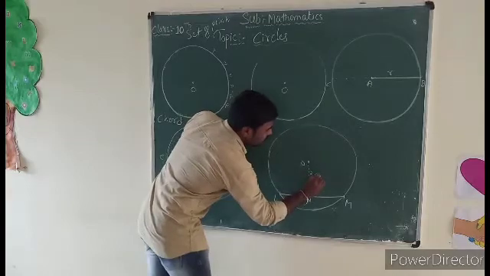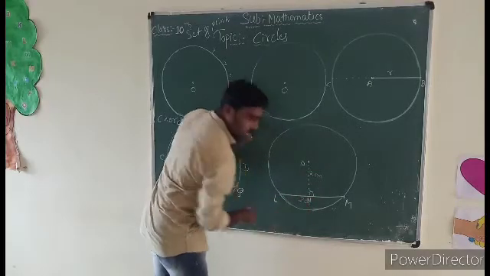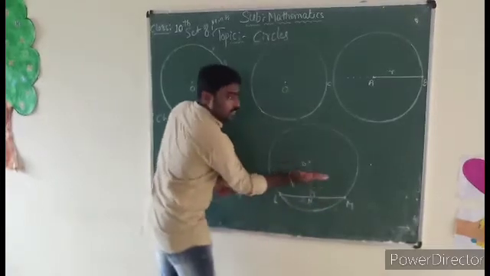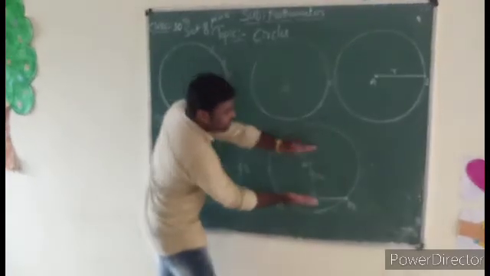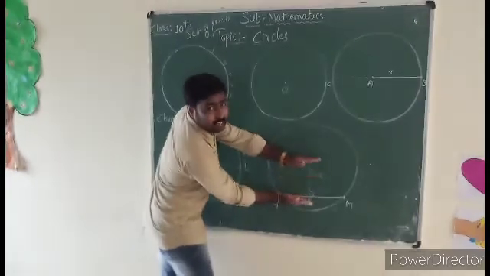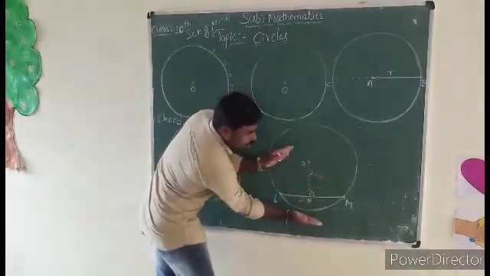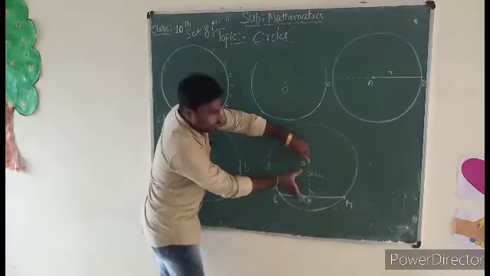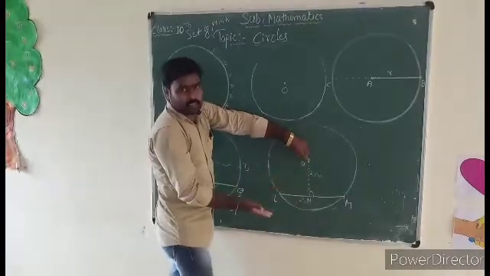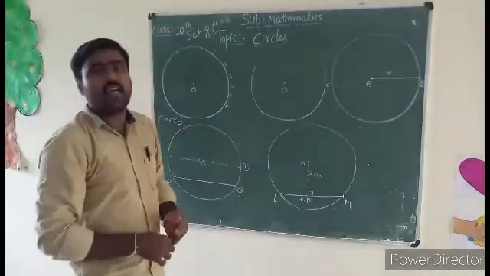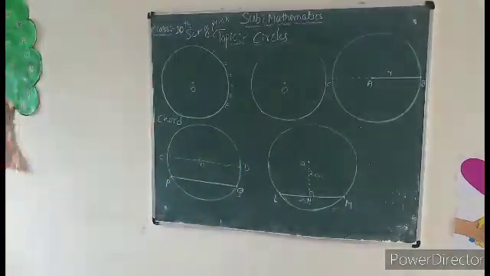Suppose, for example, this is 2 centimeter and this is 8 centimeter. As the length of the chord gradually increases, the distance between the center and the chord decreases. Again, as the length of the chord decreases, the distance between the center and the chord increases. So these properties and some other properties of chords you will learn in 9th standard.